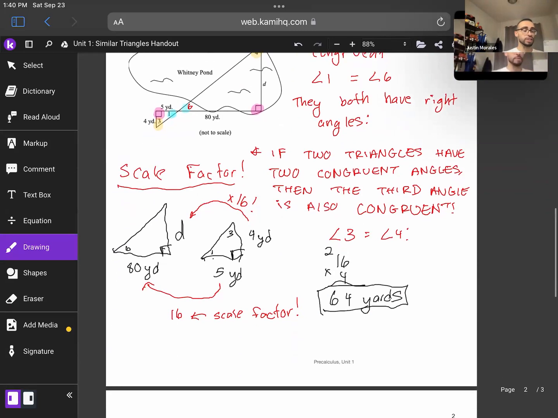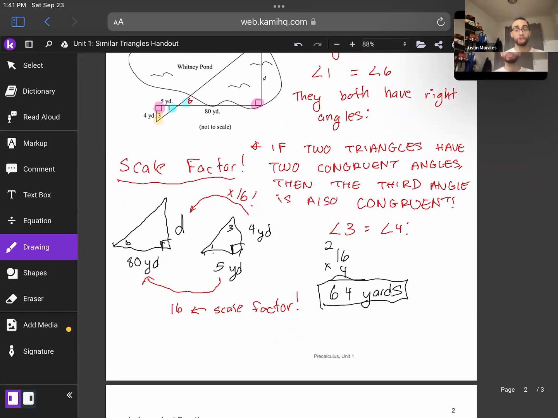But it's very important that we double check. So how do we double check? Well, because there's a scale factor, that means these side lengths must be proportional. So on the smaller triangle, we have the proportion 4/5, and this must equal 64 over 80. And a quick check on our calculators, we can see if that is in fact equal. 64 divided by 80 is equal to 0.8. And 4 divided by 5 is also equal to 0.8. So we successfully found the length of side length D.